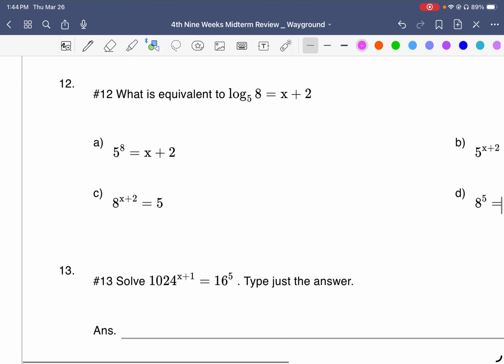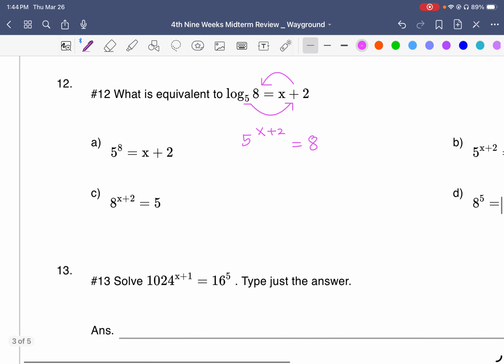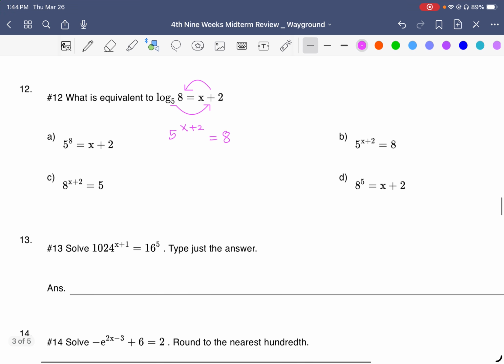Number 12, what is equivalent to log base 5 of 8 equals x plus 2? So I'm going to underline the base, go out, and back into the middle. This would be 5 to the power of x plus 2 equals 8, which matches answer B as in boy.